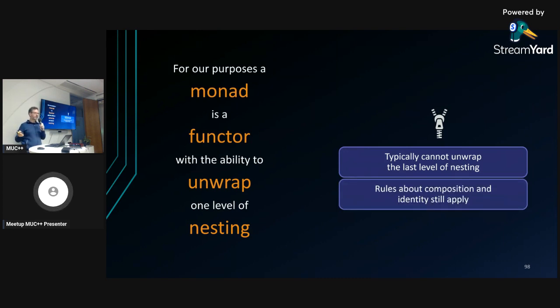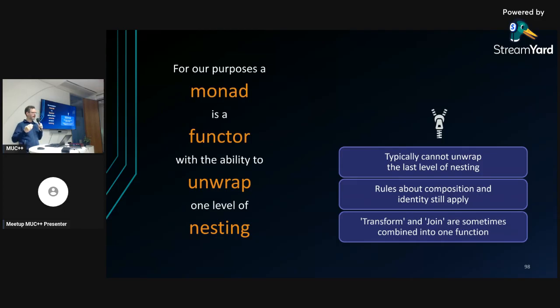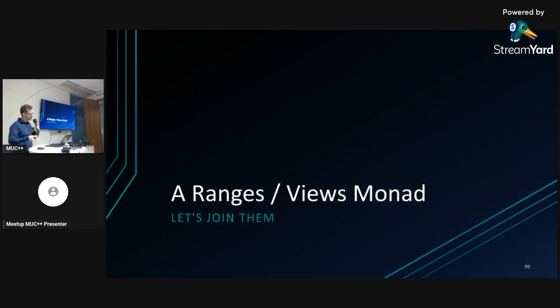The rules for composition and identity still apply because they are functors as well. And the functions transform and join are often combined into a single function, which can vary by name. We will see a couple of examples later. But let's leave theory behind and look at examples.